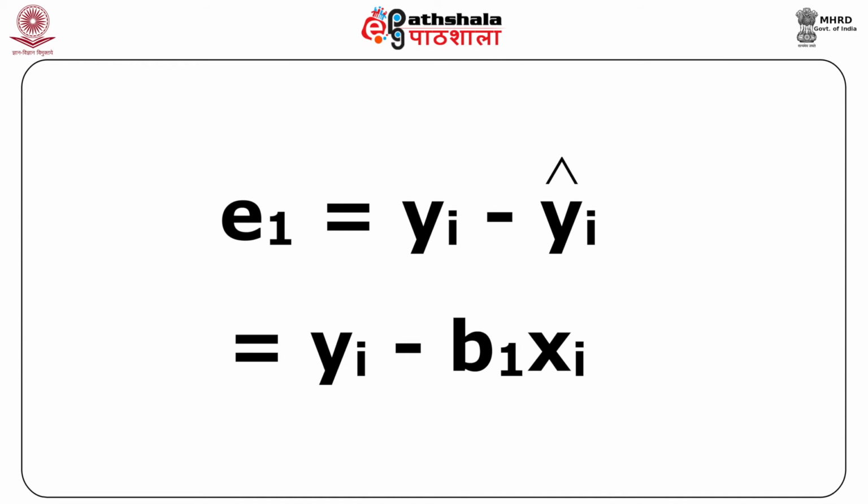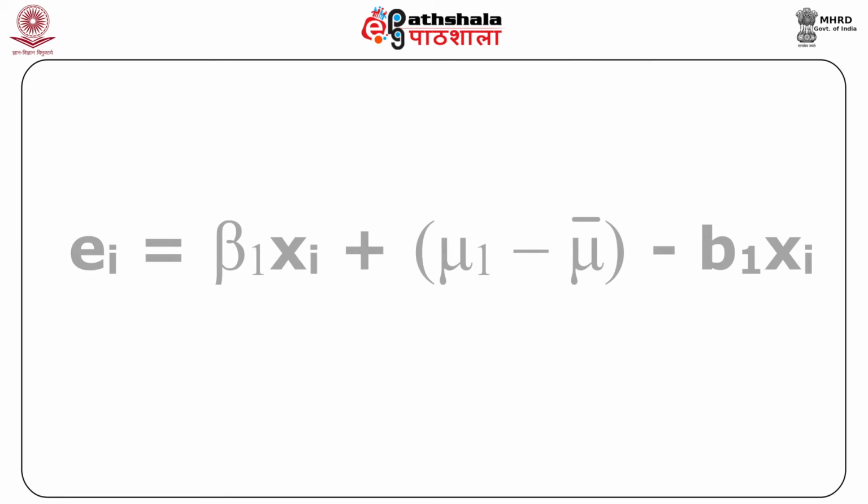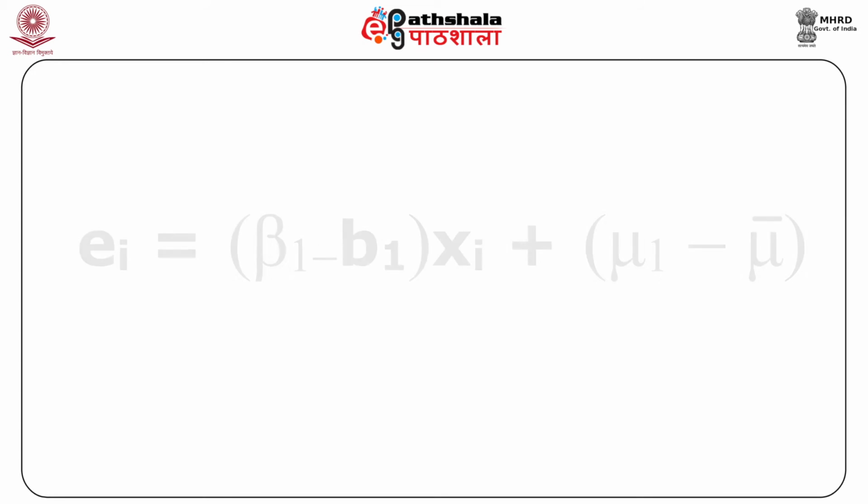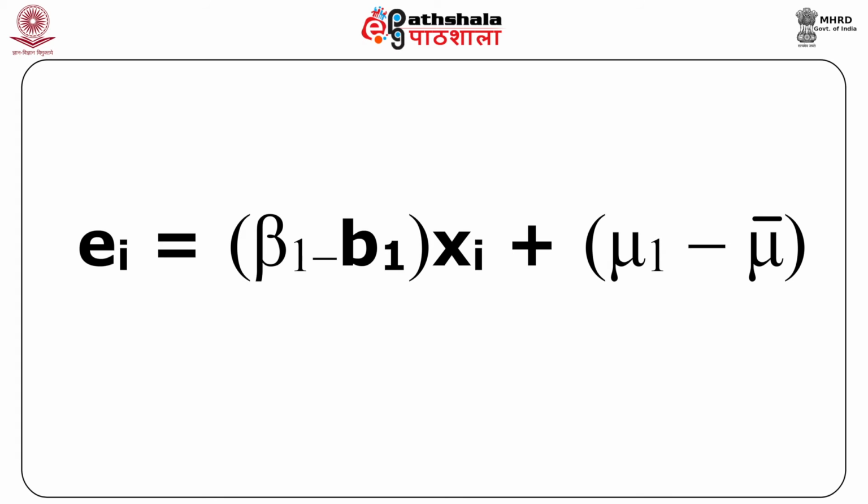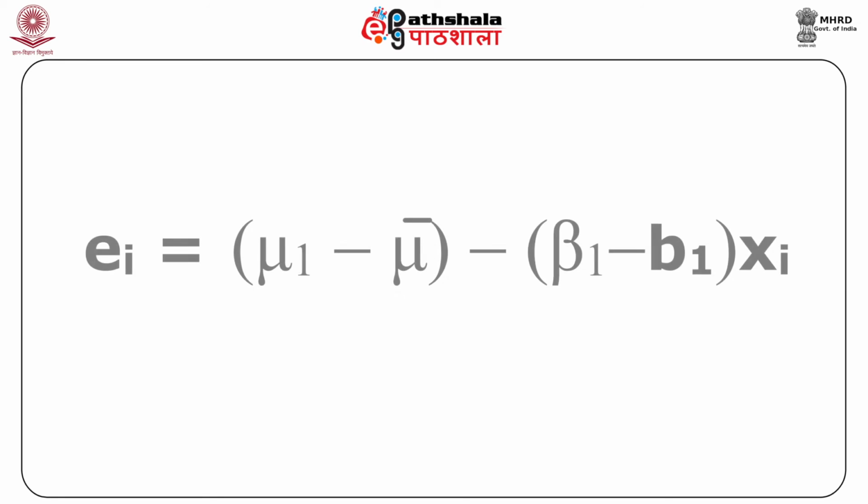Also from SRF in deviation form we know that ei is equal to yi minus yi hat, which is equal to yi minus b1 xi. Substituting the value of yi from the equation, ei is equal to beta 1 xi plus mu i minus mu bar minus b1 xi. Ei is equal to (beta 1 minus b1) xi plus mu i minus mu bar. Rearranging, ei is equal to mu i minus mu bar minus (b1 minus beta 1) into xi.